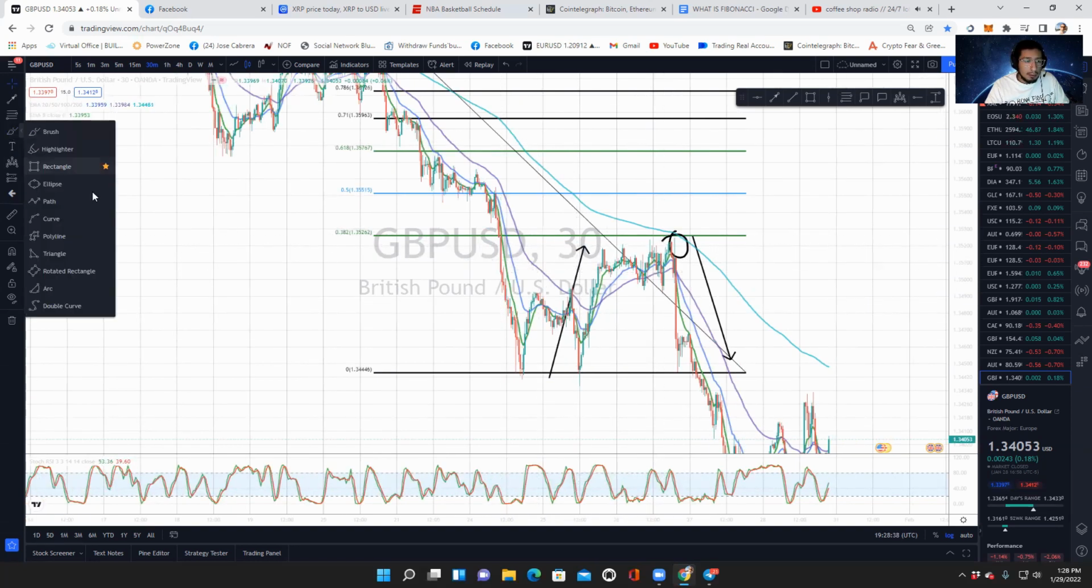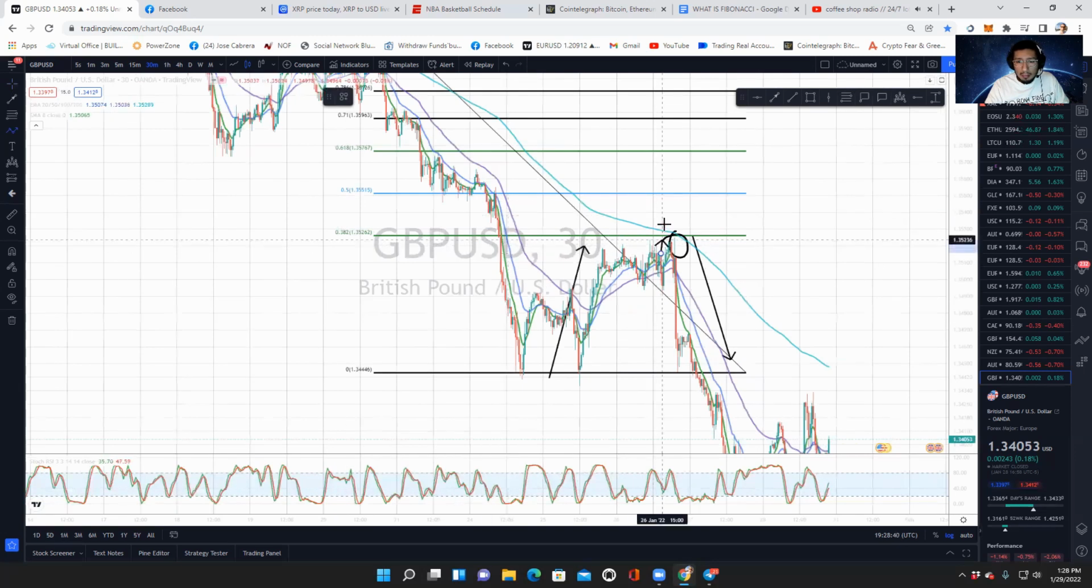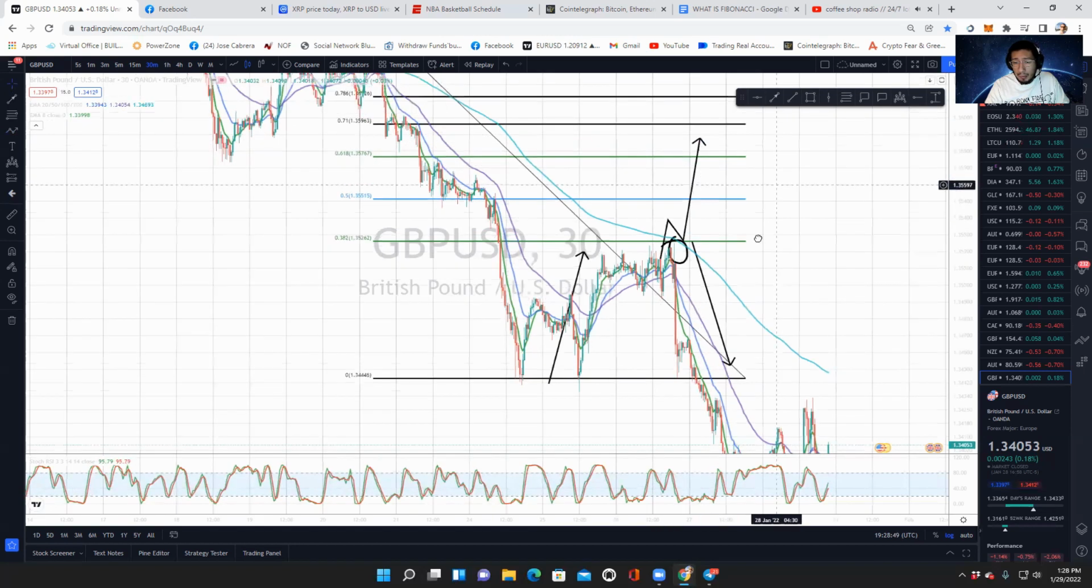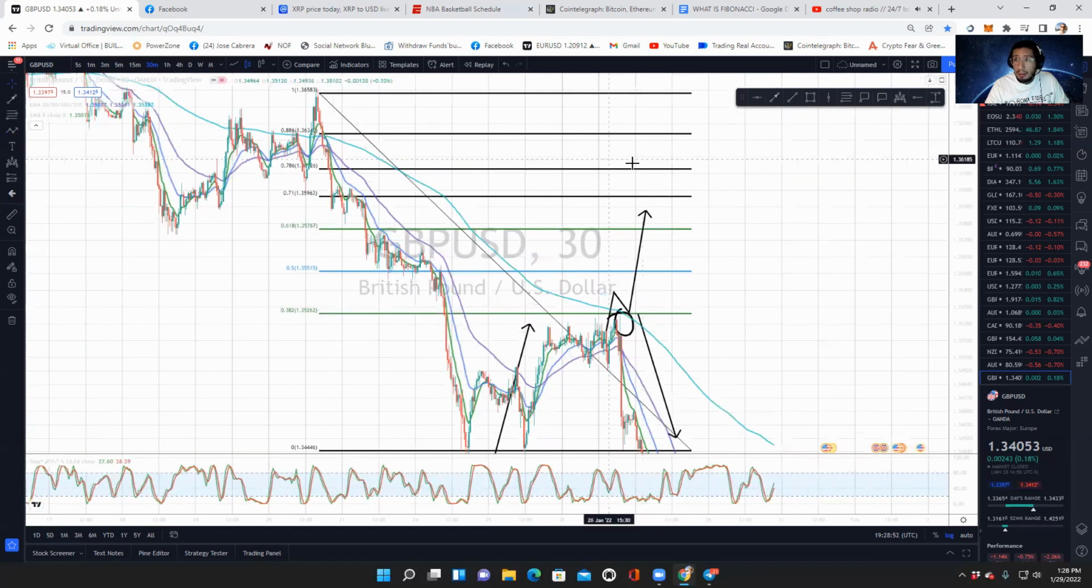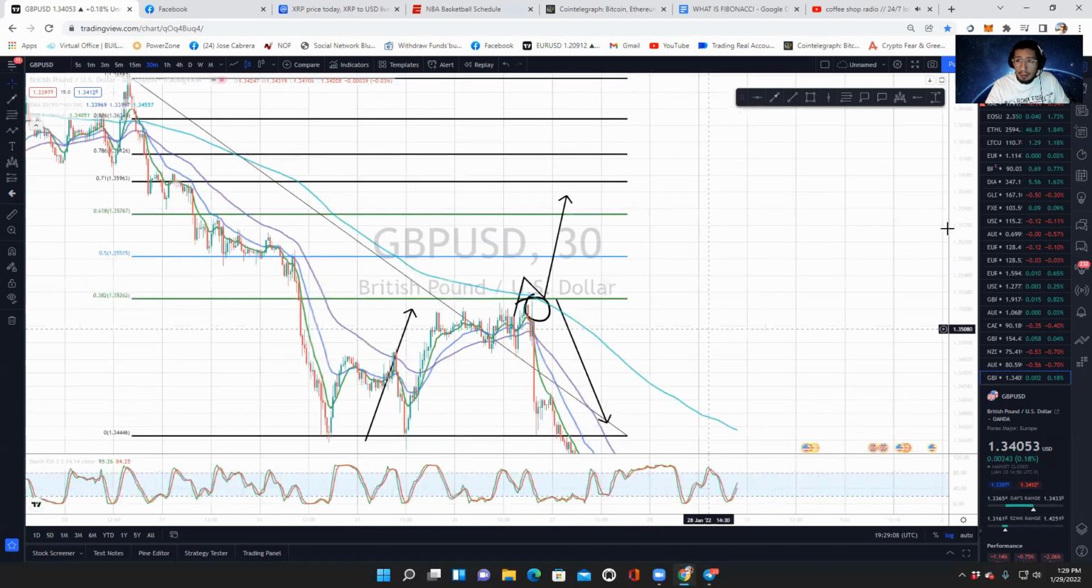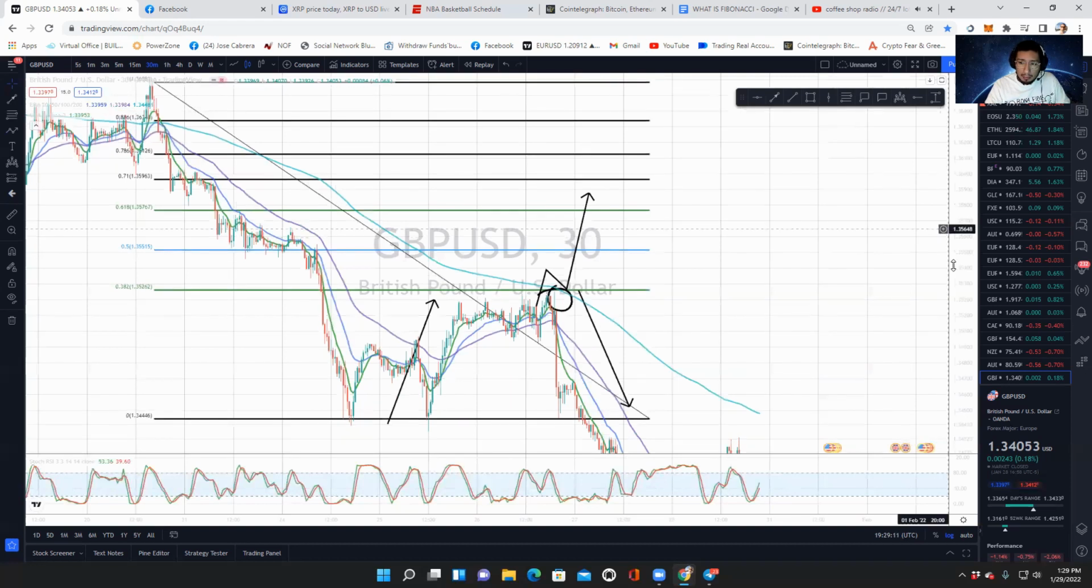If it would have broken this 382 level, came back up, broke this 50% level, and it kept going and broke this and closed up here, that would tell me that the momentum is going to shift. That means that it's not going to be in a downtrend no more. It's most likely going to keep on going up, and I should change my Fibonacci retracement tool. Why? Because it broke all of my important levels.